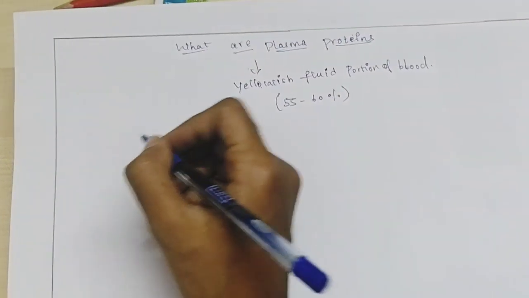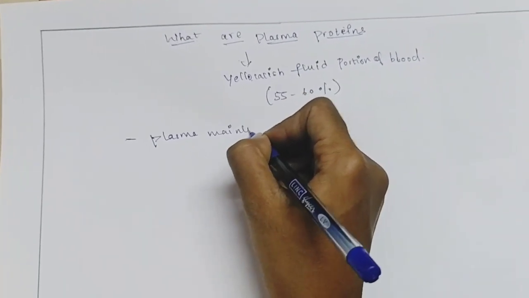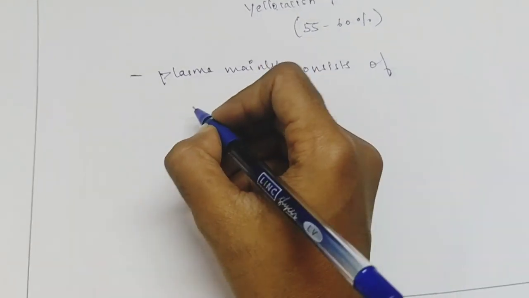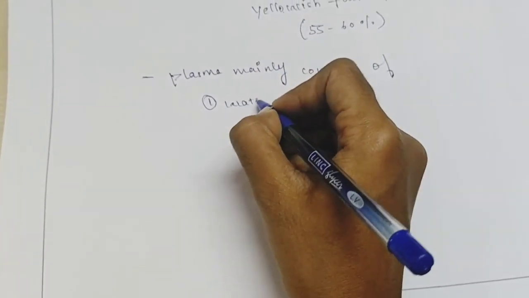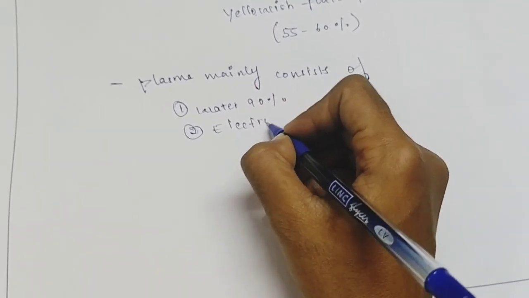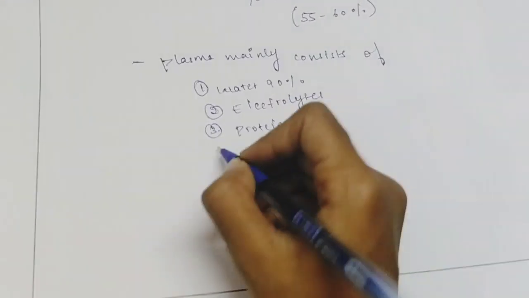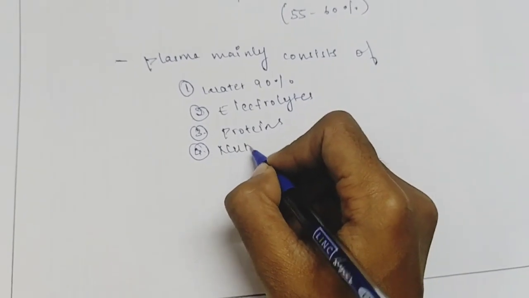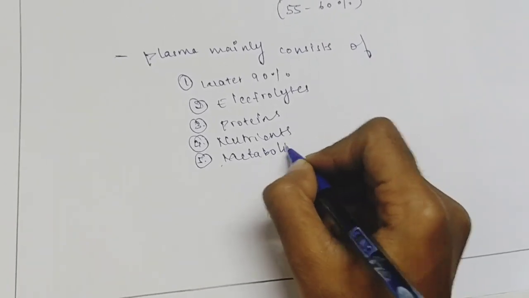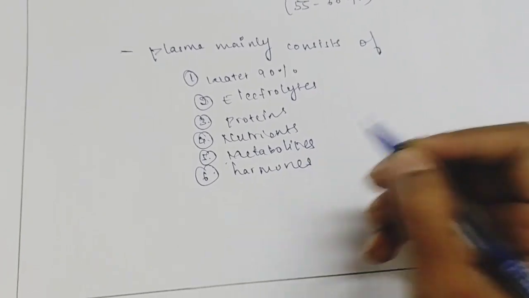The plasma mainly consists of water, which is about 90%, and electrolytes, which are very essential for our body, proteins, which are building blocks, nutrients, metabolites, which help in metabolism, and then finally hormones, which act as messengers.